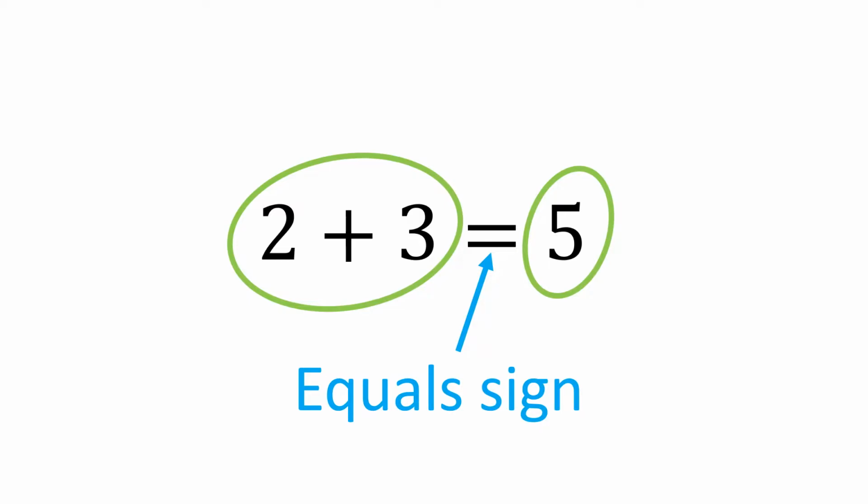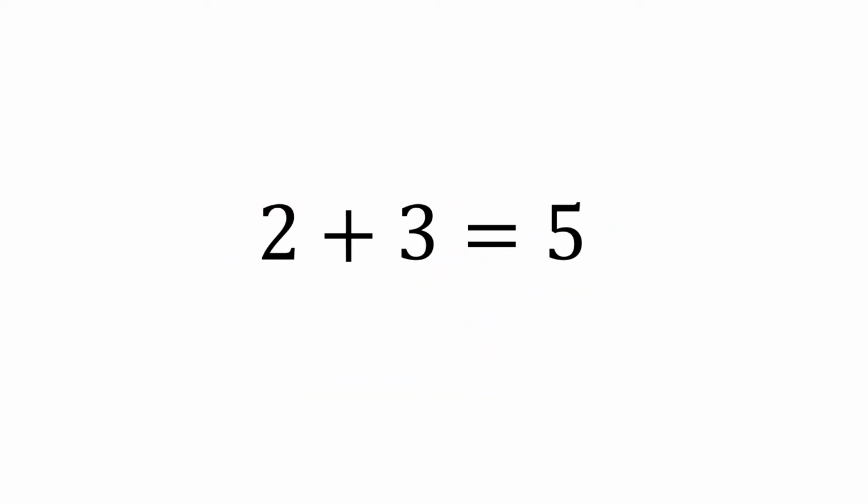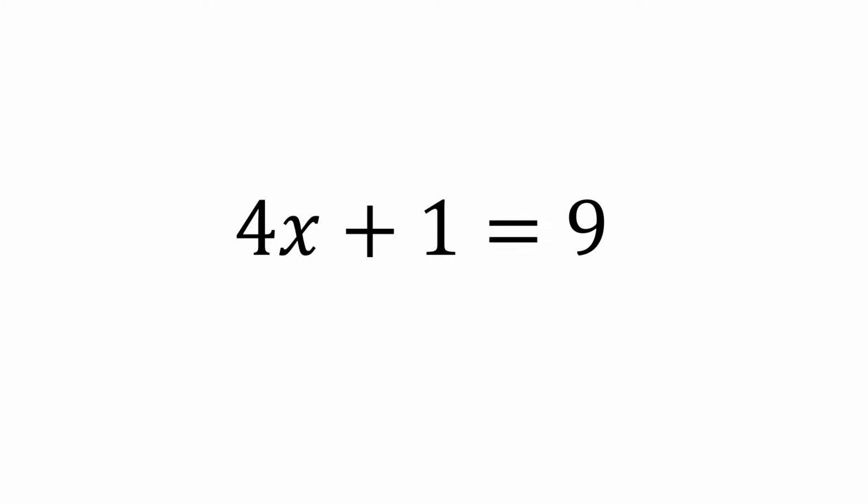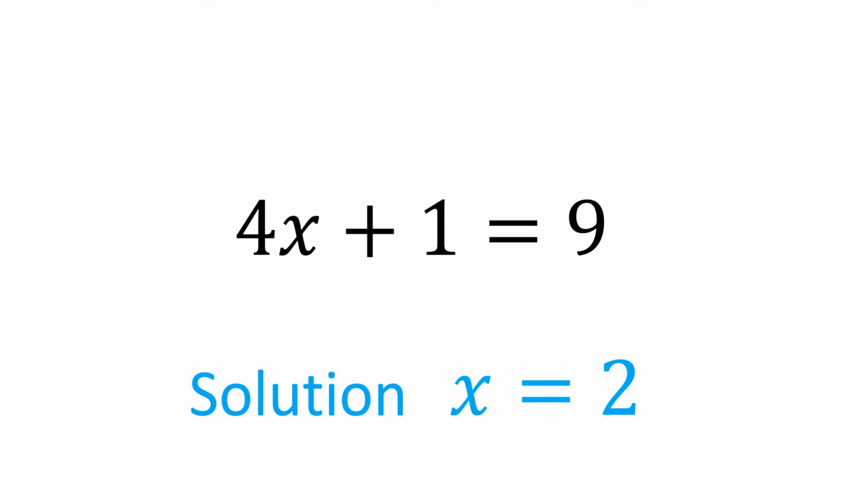In algebra, equations contain variables and we want to determine their values that make the equation true. For example, in the equation 4x plus 1 equals 9, we want to determine the value of x that will make the equation true. The value of x that satisfies the equation is called the solution of the equation. In this case, x equals 2 is a solution.